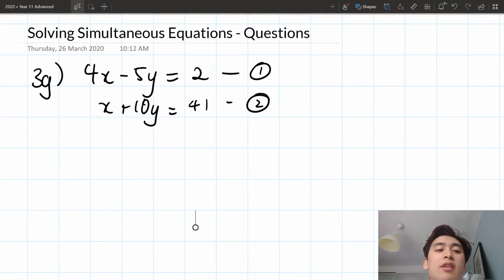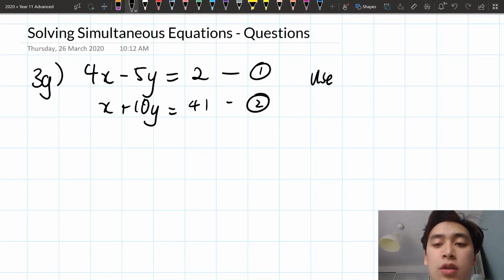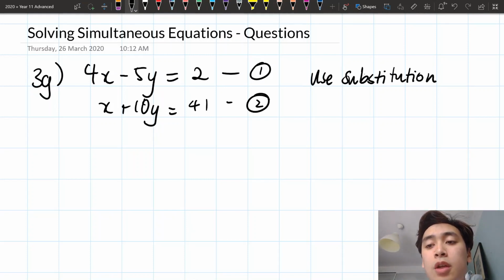I'm going to full screen myself. Okay, the first one was submitted to us by Alex in the Google Classroom. So in this question, you have 4x minus 5y is equal to 2 for our first equation, and we've got x plus 10y is equal to 41. And we wanted to solve that using substitution. So this one specifically said use the substitution method. So we wanted to use the substitution method.